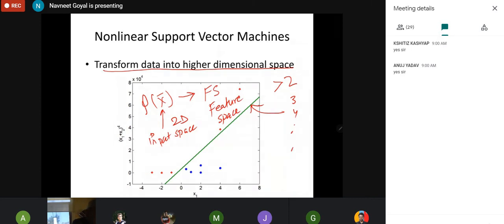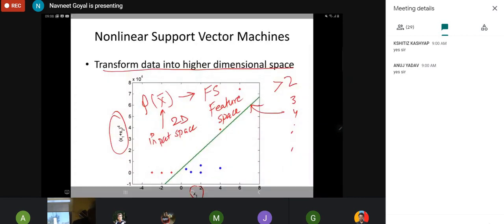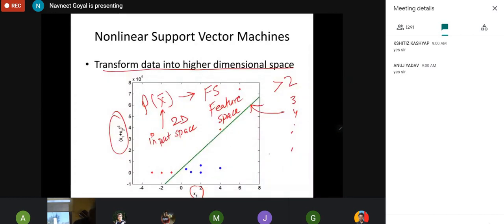So you move to a higher dimensional space, and here I'm showing you only 2 dimensions, one is x2 and this is x1, right? I'll show you some typical transformations that we carry out. But first, try to understand what is happening. You take the data from a lower dimensional space to a high dimensional space.